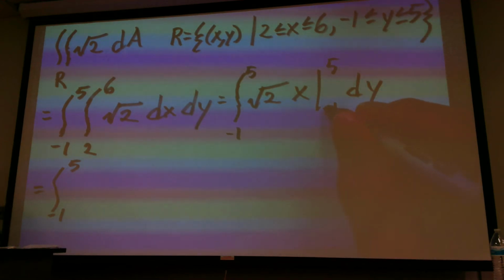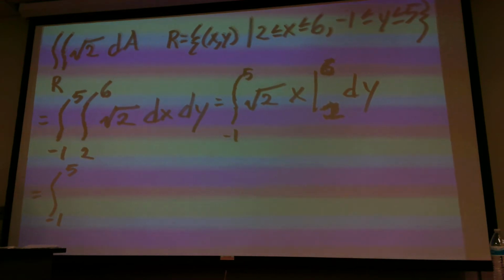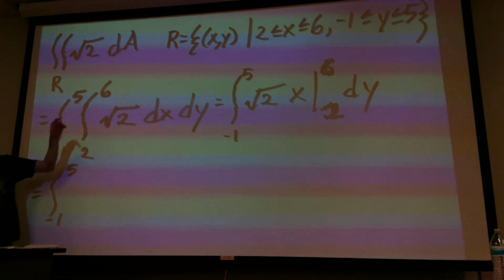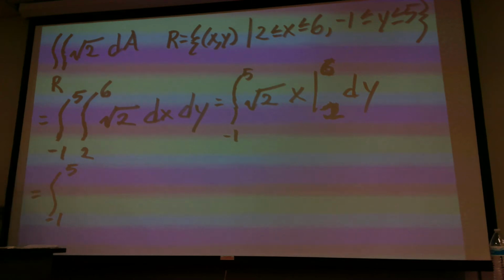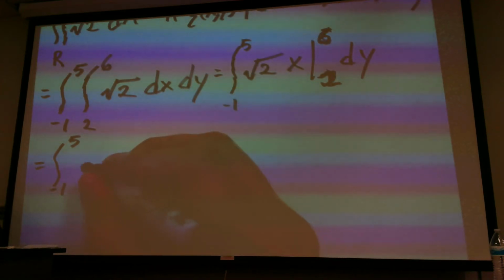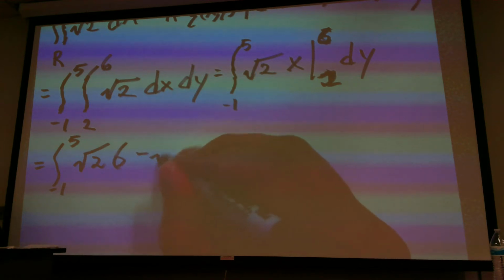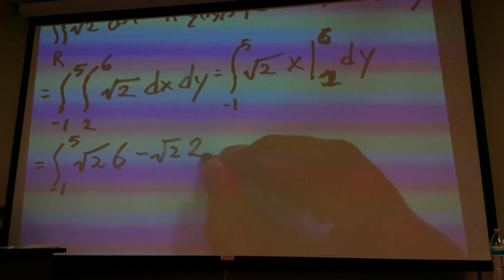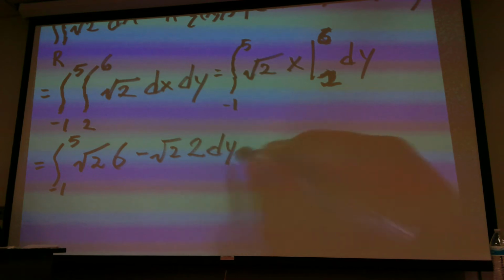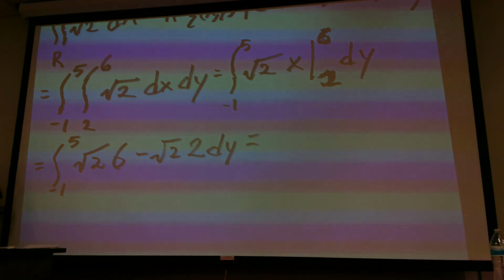Sorry, that's 2 and that's 6. So we integrated with respect to x, and we're going to plug in our boundaries times x. Okay? So that's going to be root 2 times 6, now minus root 2 times 2. This is going to be an integral with respect to y. Okay? So keep the boundaries right.